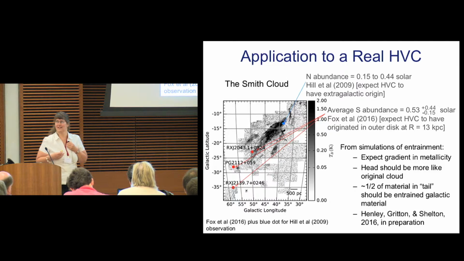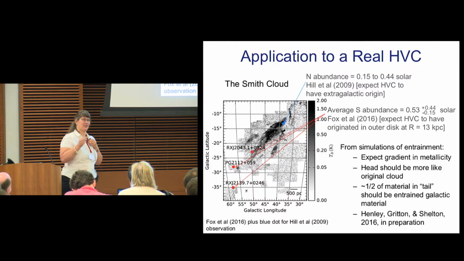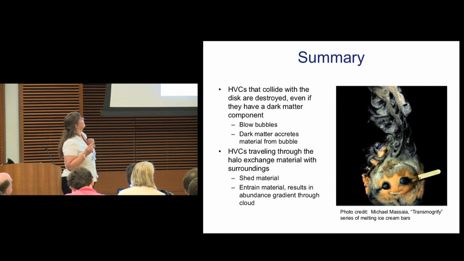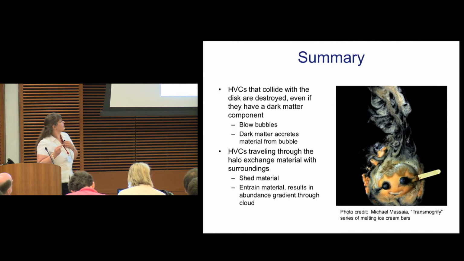And so I think this is a case of a theorist saying, I support observers in going and taking more observations of this object. All right, so in summary, high velocity clouds that collide with our galaxy, with the disk, destroy the cloud as they blow bubbles, and the dark matter can accrete some material, and high velocity clouds traveling through the galaxy shed material and entrain material.